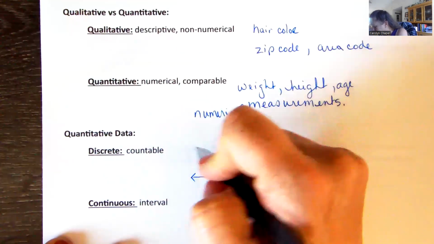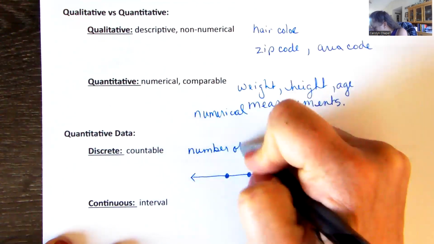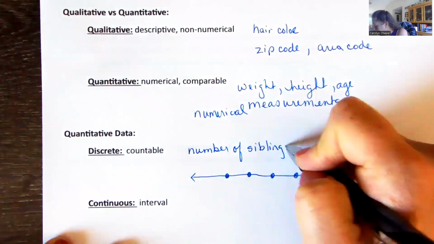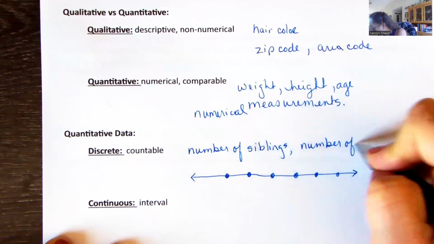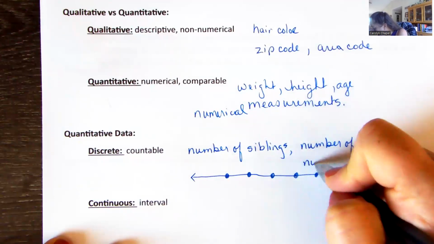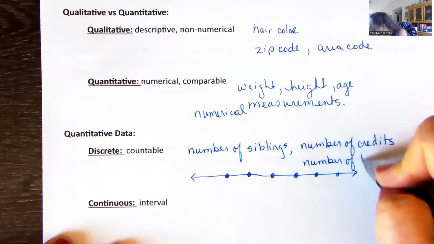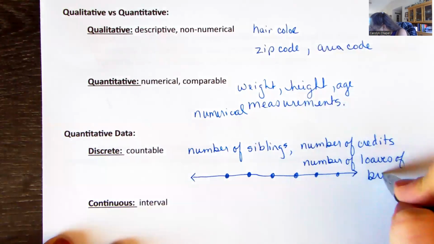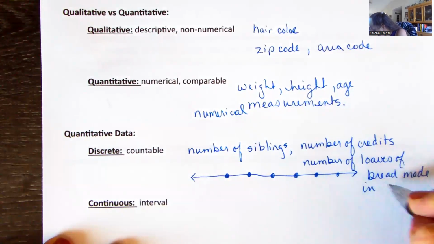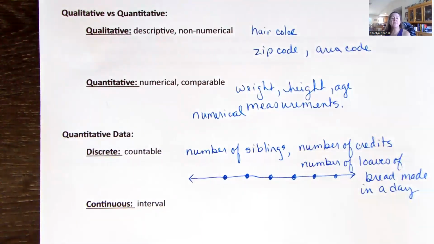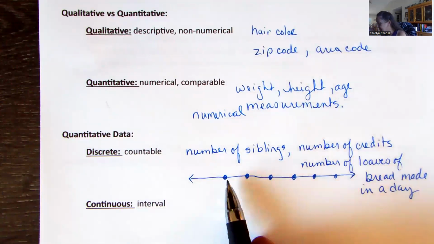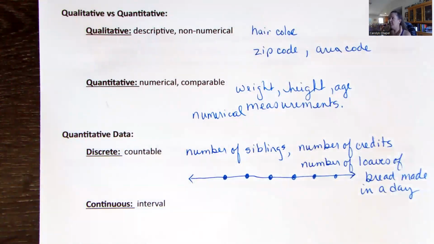So let's say some examples, the number of siblings you may have, the number of credits you're taking, the number of loaves of bread made in a day or slices of bread. Okay. We have 1, 2, 3, 4, 5, 7, 12 siblings. We aren't going to have 1.5. We aren't going to have a fractional piece. Now, discrete does mean we could possibly have fractional values, but again, they're just spaced apart. If you're looking at a number line and you listed all the possible outcomes, you would put dots on this number line.